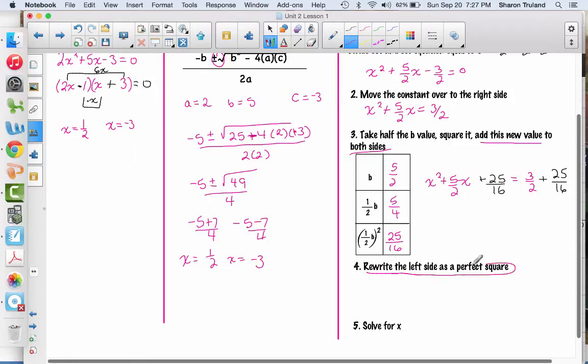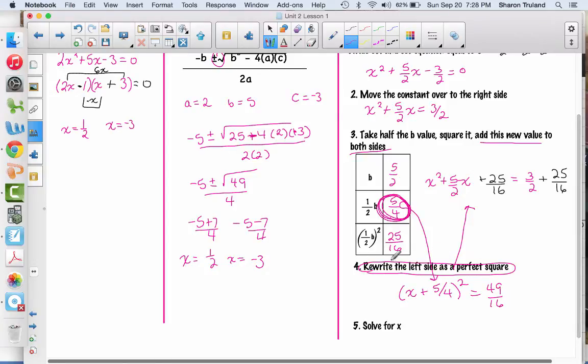Rewrite the left side as a perfect square. Remember, that's in vertex form. And that would be x plus 5 fourths squared. Remember, we always just did our cheating method here, and the value for half b is what got put in here. If I squared this, I'm going to get this side right here. Square the first, x squared, square the last, 25 over 16, double the middles, 5 halves. Equals, well, let's see, I add this together, and that becomes 49 over 16.